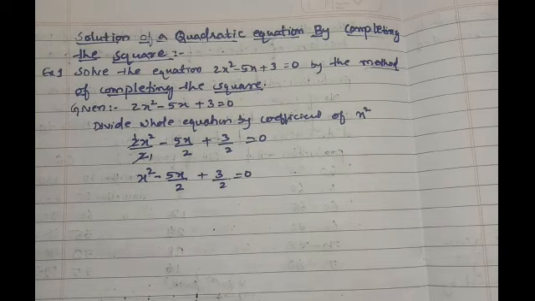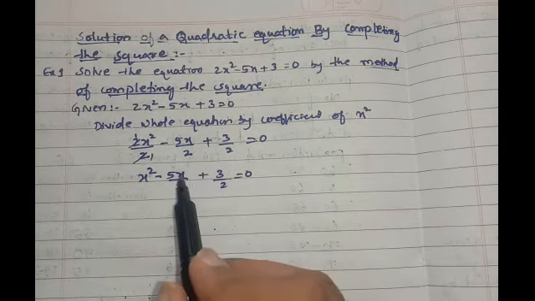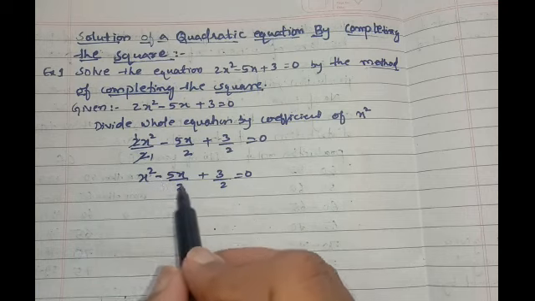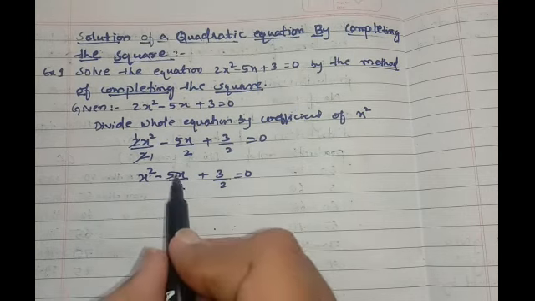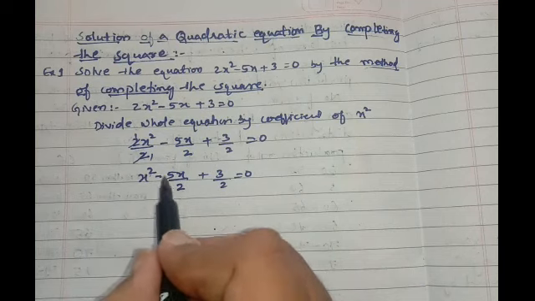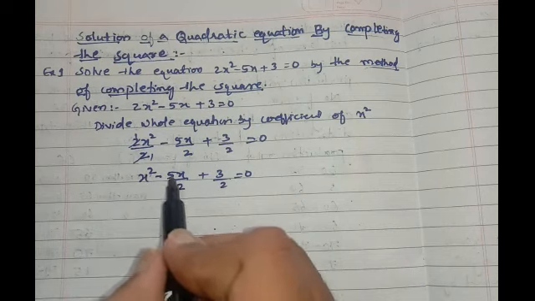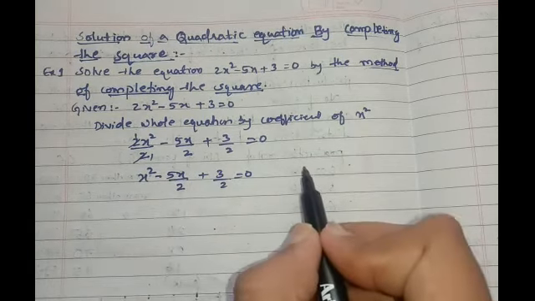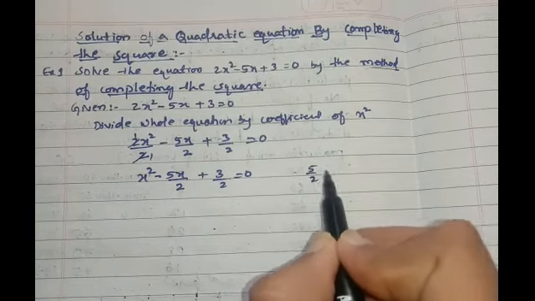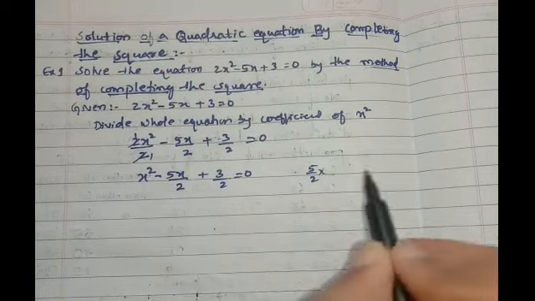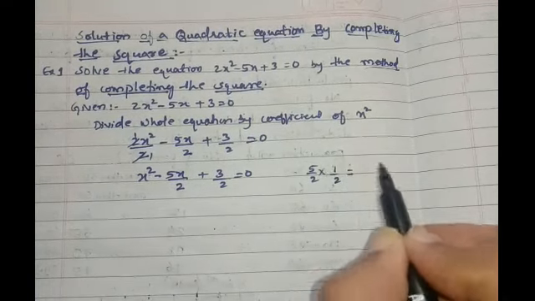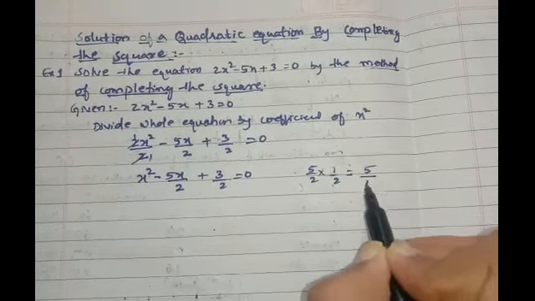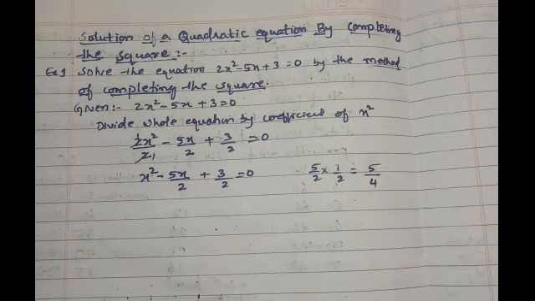The next step is we have to multiply the coefficient of x with 1 by 2. We have to neglect the sign and take only the number. Keep in mind, we have to neglect the sign. The coefficient of x is 5 by 2. We have to multiply this coefficient of x with 1 by 2, which is 5 into 1 is 5, and 2 into 2 is 4. This we have to add here.